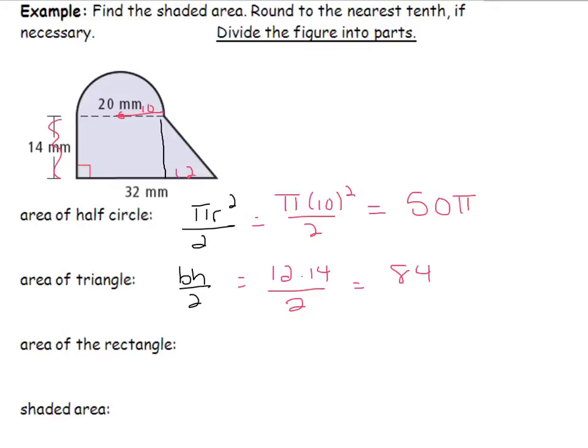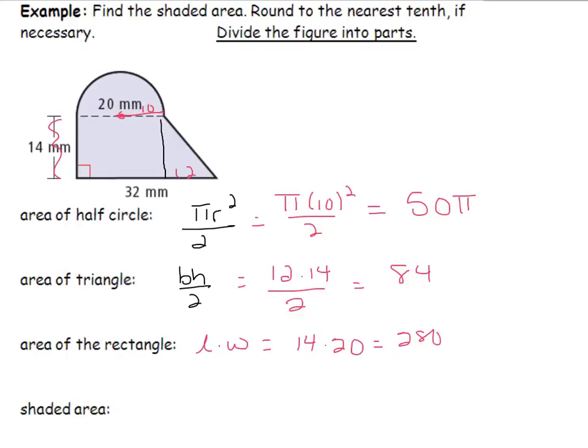And now the rectangle is just simply length times width. So this is going to be 14 for the width, 20 for the length, so that gives me 280.